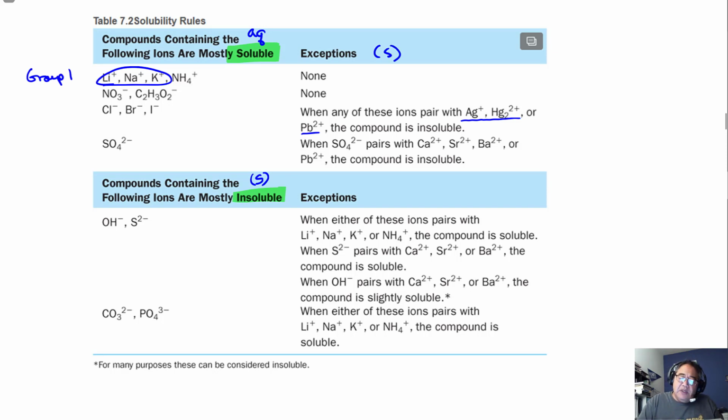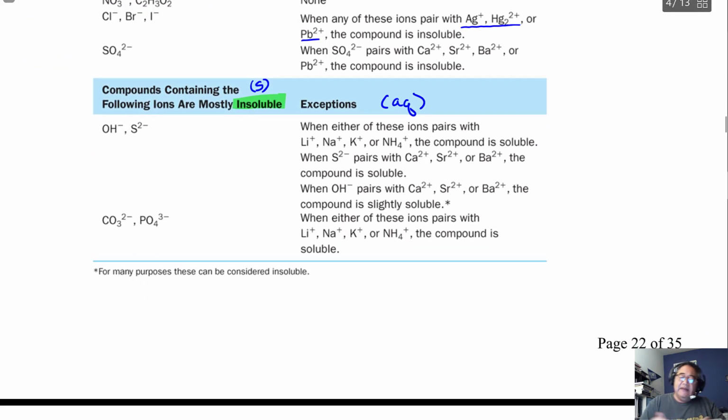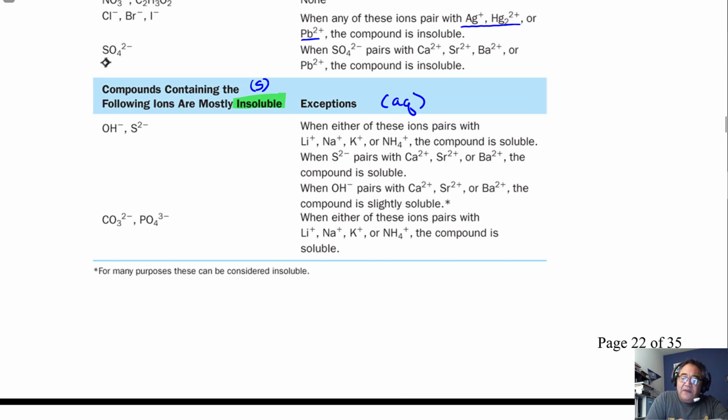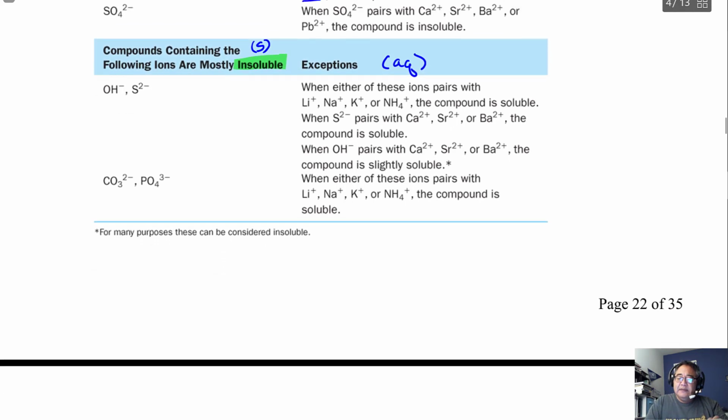And the exceptions below would be aqueous. So there's things that are usually soluble and their exceptions are insoluble, and there's things that are insoluble but their exceptions are soluble. Now, it seems like that might be kind of confusing, but if you look at this, for example, sulfate, when SO4 minus pairs with these, then it's insoluble, right?